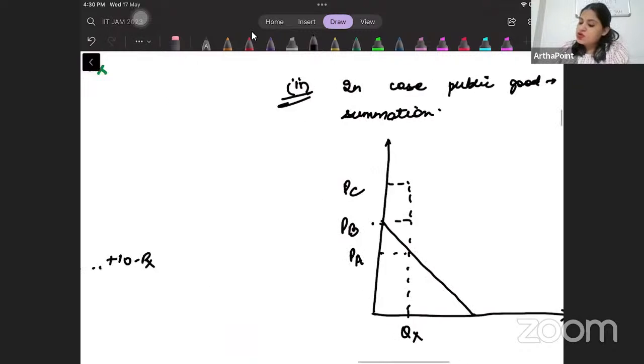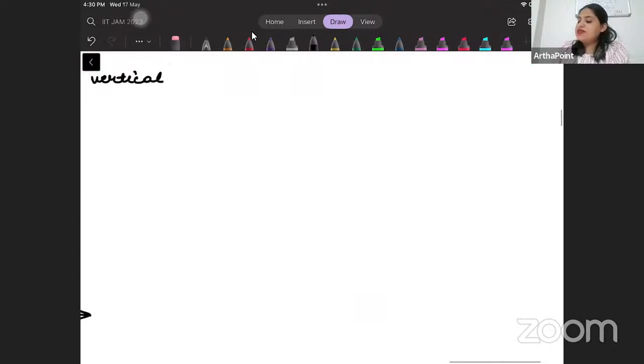So beta, usko reverse kar dete hain. Px is given as 10 minus Qx, right? I am fixing Qx now. And I am saying, look, PA, what price individual A pays is 10 minus Qx.